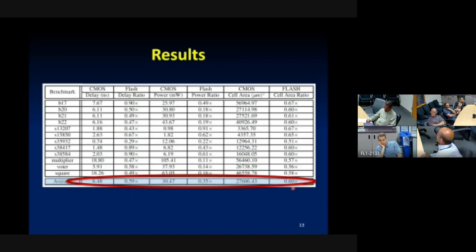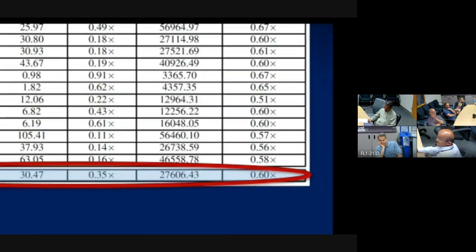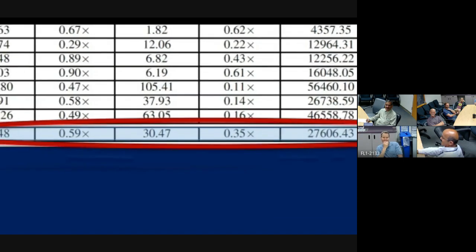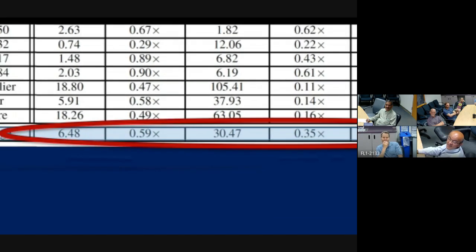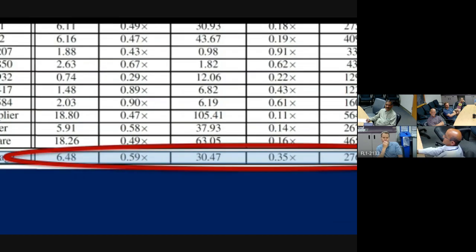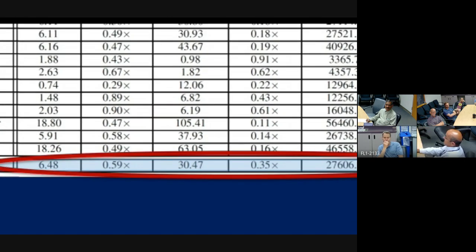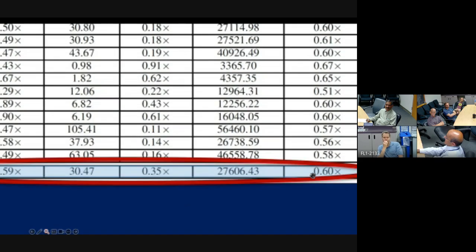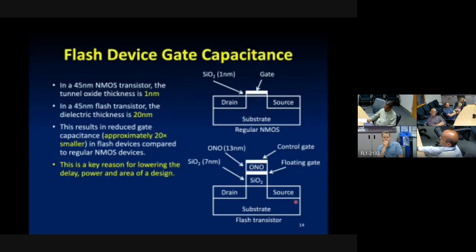I guess you can't see that too clearly. I don't know if I can make this. Oh, yeah, like that works. So you can see where the delay was about 60% larger on average over all those large designs. The power is about 65% better, and the area was about 40% better. So we did pretty good, right?